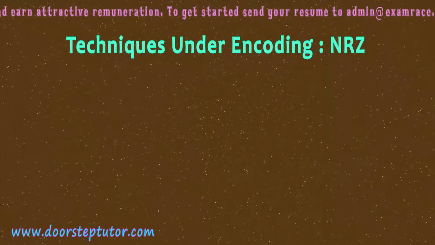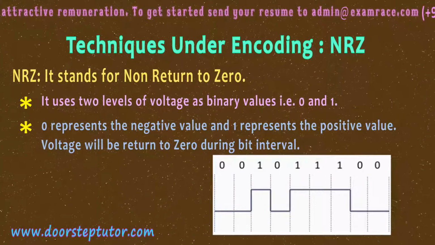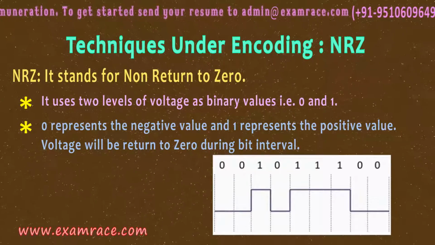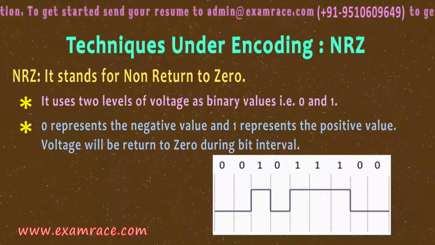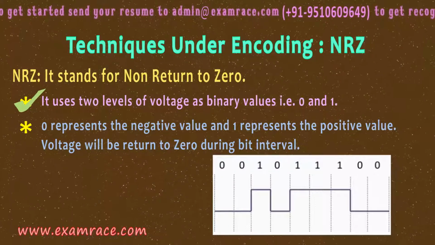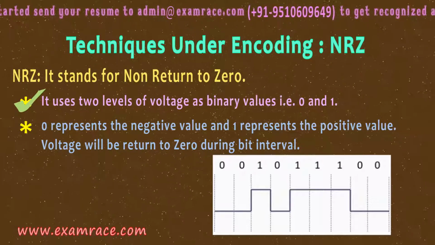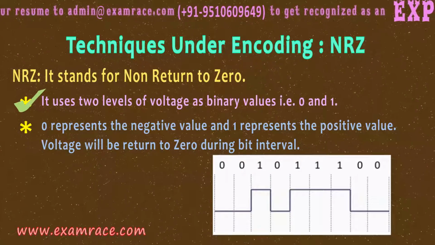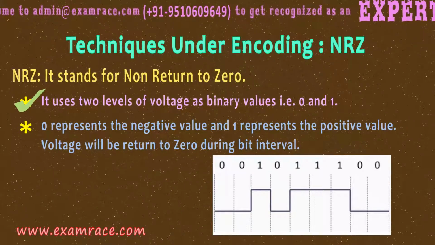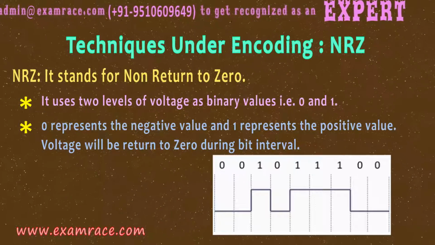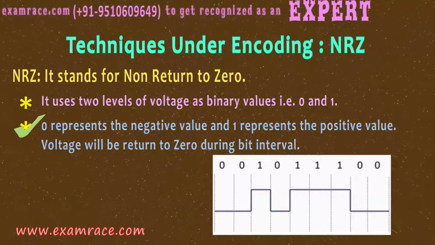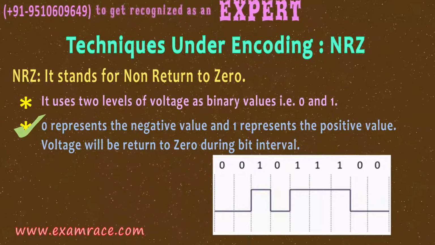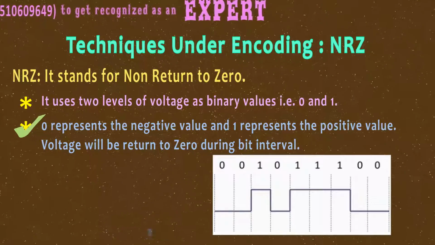Now, what are the techniques under encoding? The first is NRZ. NRZ means non return to zero. So let's understand this concept. First point is, it uses two levels of voltage. Now, what are these voltages? These are simple binary values, that is 0 and 1. As we usually read, 0 represents a negative value and 1 will represent the positive value. Voltage will not be returned to 0 during the bit interval.